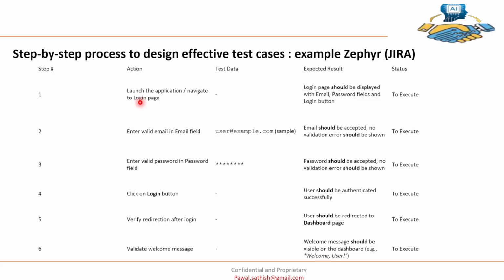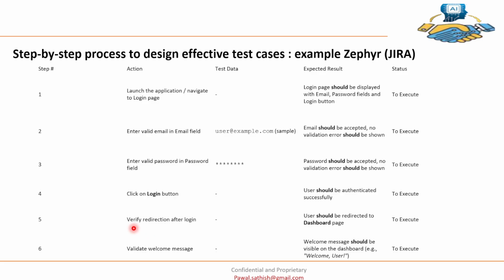Now here you can see, as test steps or action, we need to mention launch the application or navigate to login screen. Test data is not required, but the expected result is the login page should be displayed with email, password fields, and login button. The next step is enter a valid email in the email field, and we'll give the example: user@example.com. Email should be accepted, no validation error should be shown. Same for the valid password. Click on login button. Then expected is the user should be authenticated successfully.